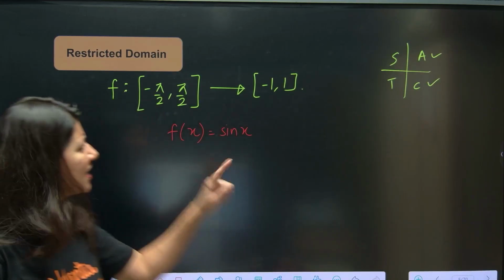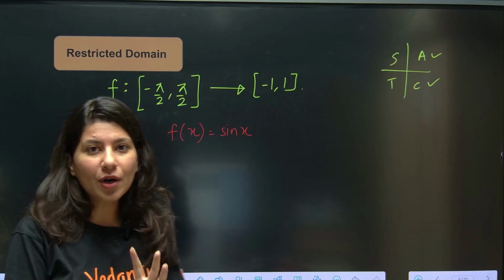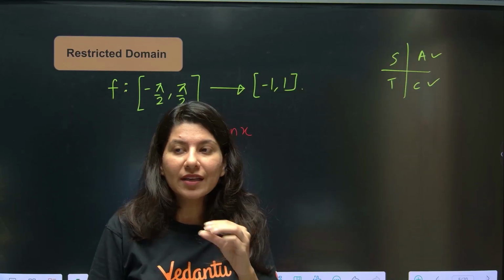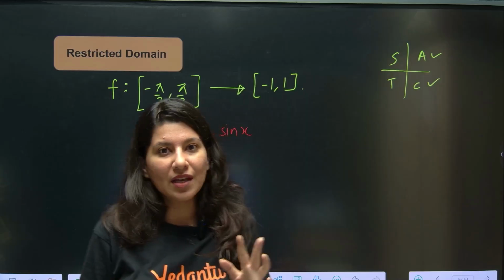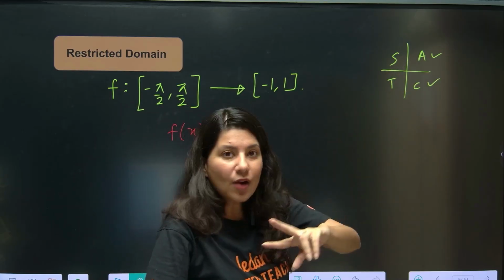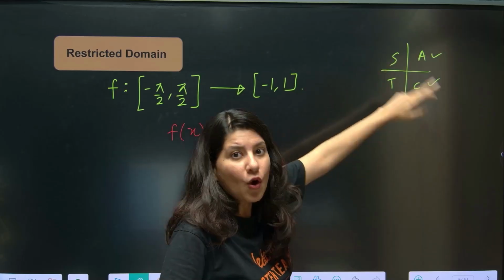Ma'am, why not the first and second quadrant? Because you want two quadrants, and those two quadrants should give you all the possible values. If you select the first quadrant, positive values you will get. Now your choice is either the second or the fourth quadrant.